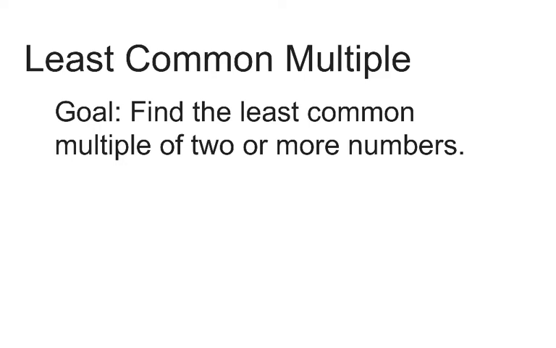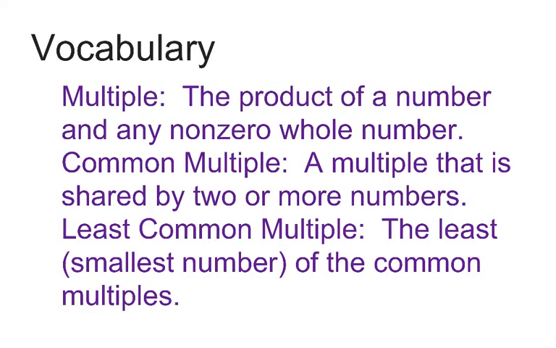So let's get started. Let's review our vocabulary. We recall a multiple is the product of a number and any non-zero whole number. A common multiple is a multiple that is shared by two or more numbers. And the least common multiple is the least or the smallest number of the common multiples.